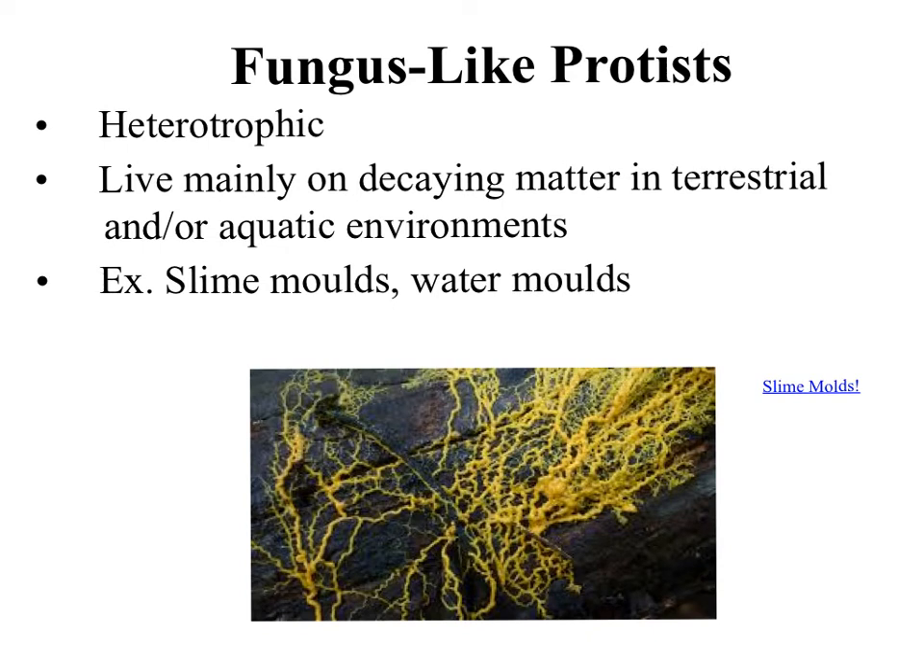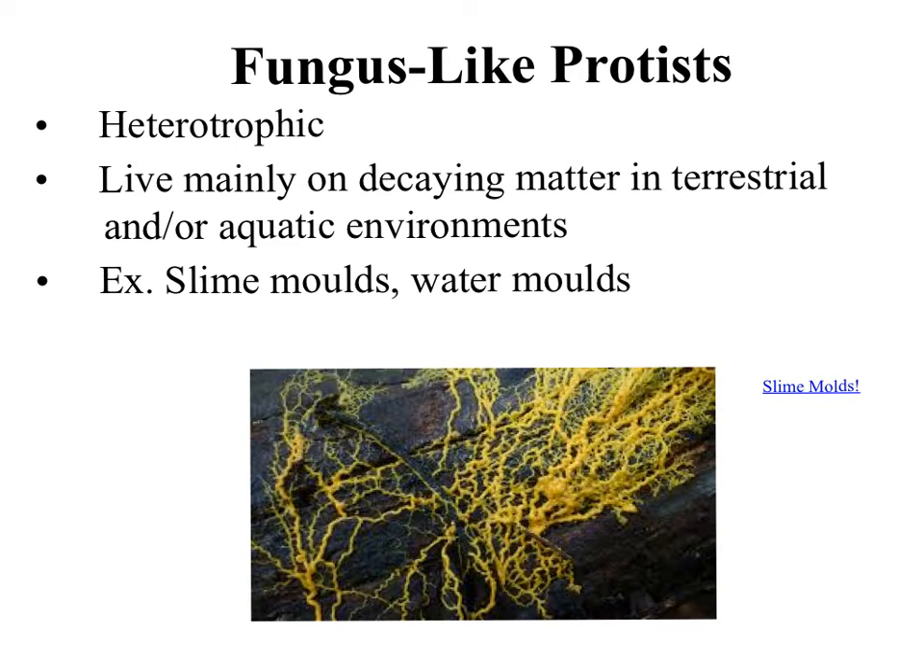Okay, our final protist is a fungus-like protist. So that means they're like fungi. Now, fungus-like protists are heterotrophic, and they mainly live on decaying matter in terrestrial or aquatic environments. That being said, this is our biological junk drawer, so some of these fungus-like protists can also eat living organisms.